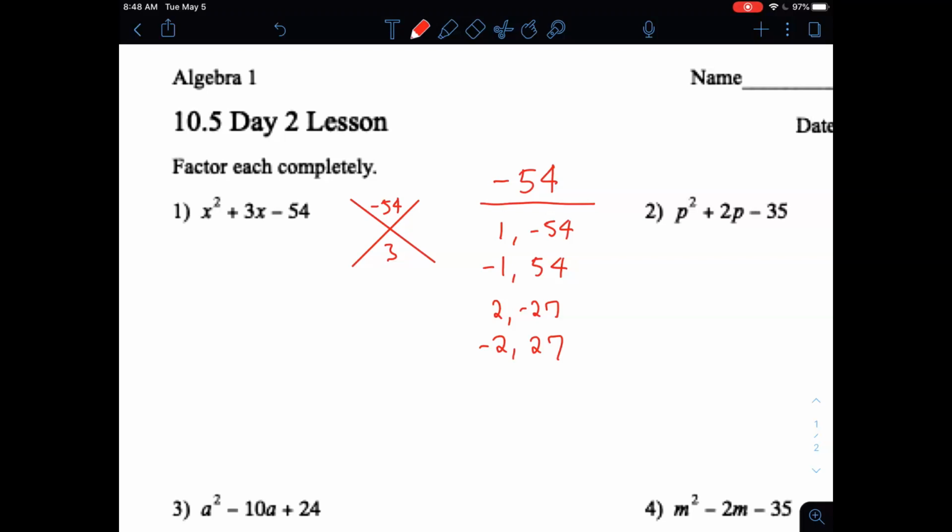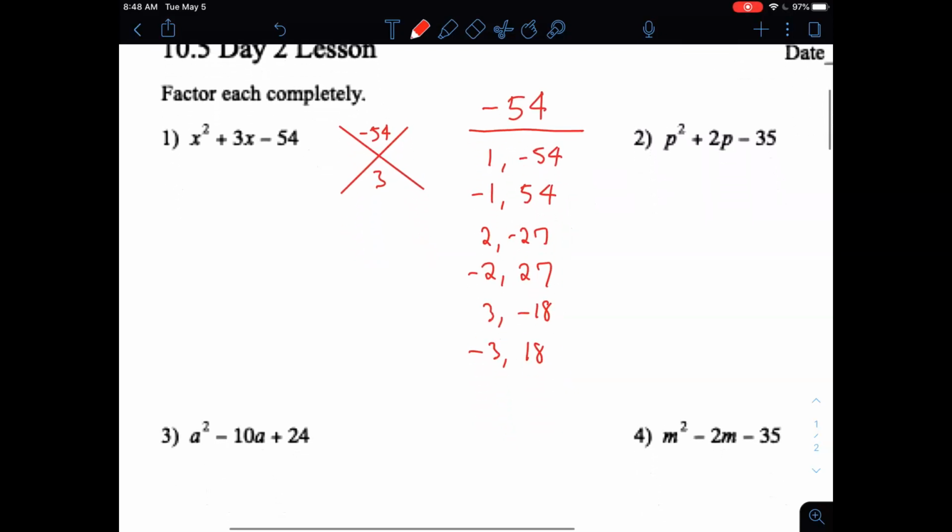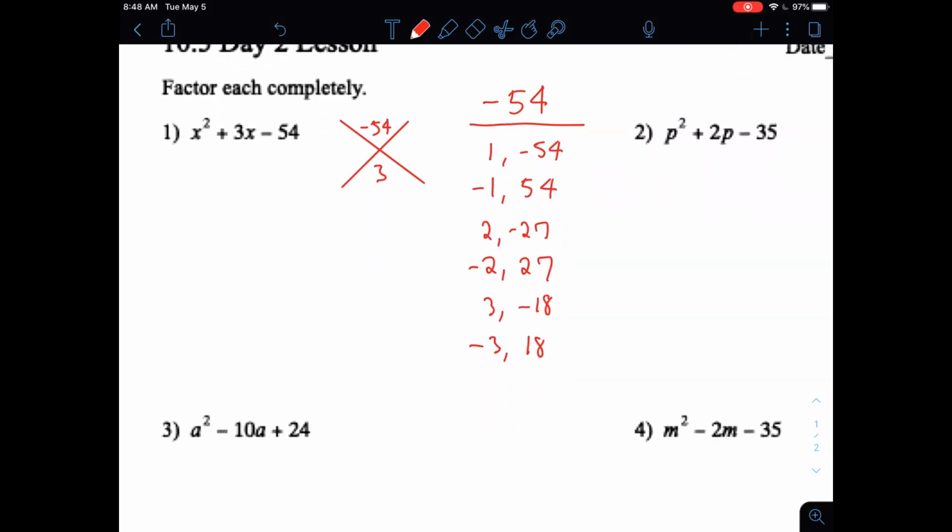Now I'm going to do 54 divided by 3 on my calculator. I get 18, so I need 3 and negative 18 or negative 3 and positive 18. I need both combinations. And you're only going to do both combinations if you have a negative C value. Okay? All right, let's do 54 divided by 4.